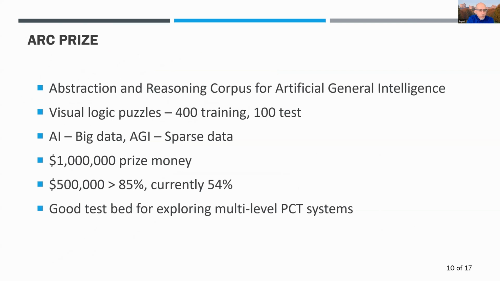Anyway, on to the ARC prize. ARC stands for Abstraction and Reasoning Corpus, and this is a platform for testing out algorithms for artificial general intelligence. It consists of a set of visual logic puzzles, 400 which are available for training, and 100 in the test set, which you never actually get to see. The difference between AI and AGI is that AGI is like human intelligence, where you only need a few examples to be able to learn a pattern, which is what humans are able to do.